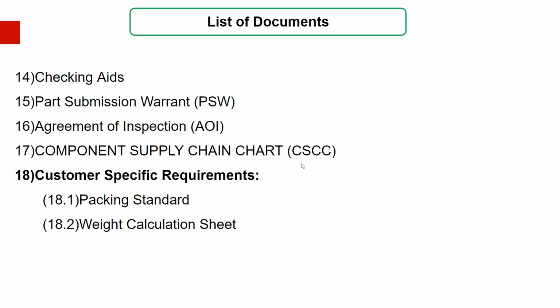Next, customer specific requirement. Different customers have different requirements. So generally they are asking for packing standards and weight calculations. In the packing standard we are going to mention that we send our product in bins, trolleys, in what condition we are going to send, what the trolley capacity is and all. And weight calculation, say we take 10 parts and calculate the final part weight. This is our weight calculation.